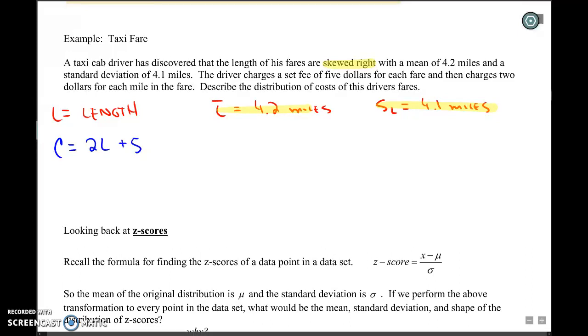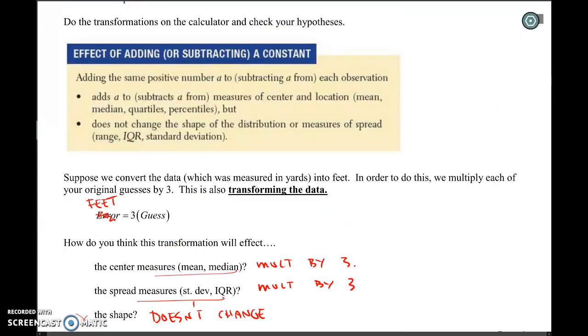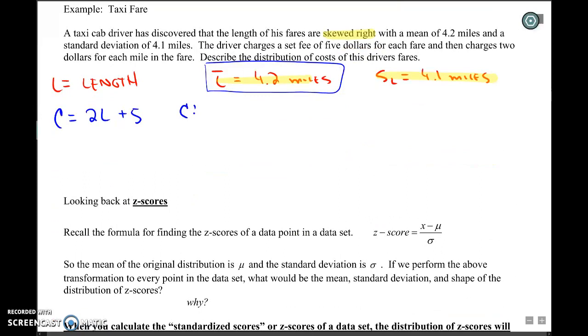So let's describe the distribution of cost. Well, the center. Well, this was the mean of my original distribution. Basically, the means, it's just going to be exactly what you'd expect. If you add to the mean. If you multiply the mean. So I'm going to take 4, oh, I'm just going to write it down. You got to show your work here now. 2 times the old mean plus 5 means my new mean is going to be at, what is that, 8.4 plus 5. Oh, I'm not very good with 8.4 plus 5. So 13.4. And it's going to be in dollars.